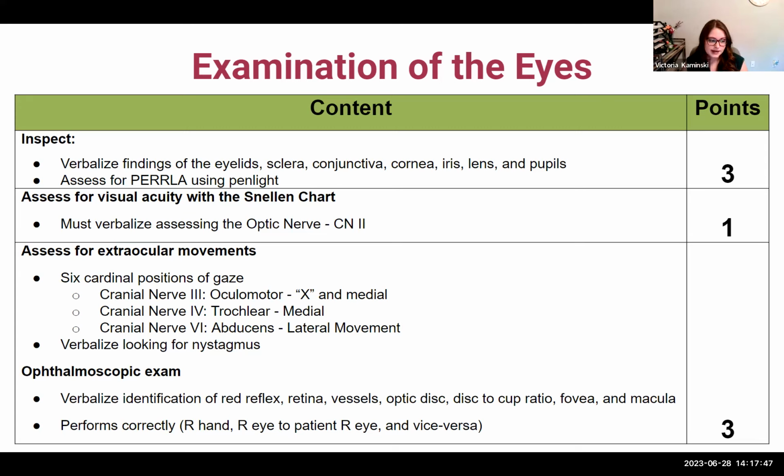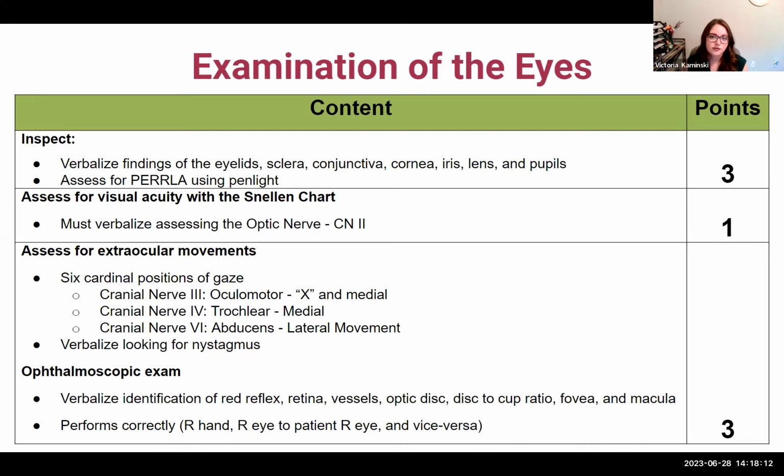Verbalizing, looking for nystagmus. So in performing those, you're going to look for that vibration of the eye, or any abnormal findings would be nystagmus there. The ophthalmoscopic exam. So verbalizing identification of the red reflex, the retina, the vessels, the optic disc, the disc to cup ratio, the fovea, and the macula. That will be discussed briefly in your on-campus immersion.